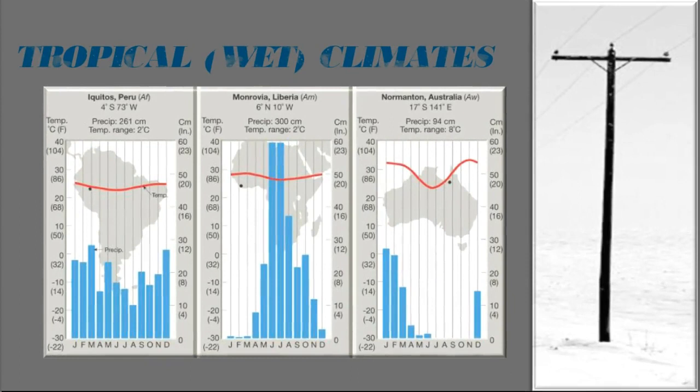So if we travel around the world, beginning with tropical wet climates, you can see where they are located, you can see the temperature, and when the precipitation arrives. The difference between Liberia and Australia is the north and south hemisphere, so winter and summer will be flopped.